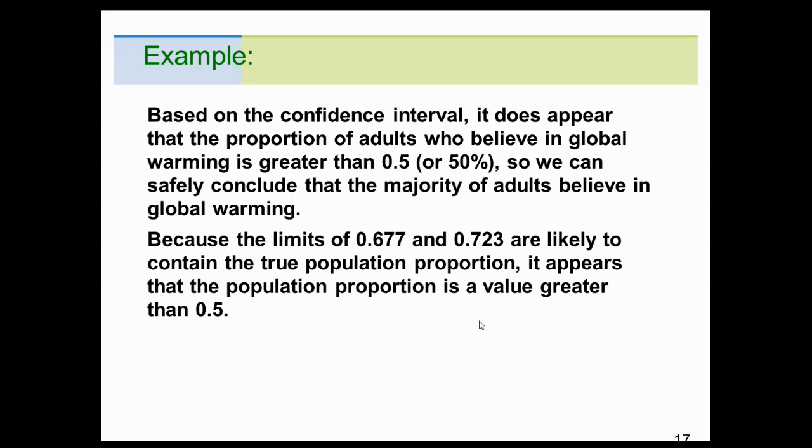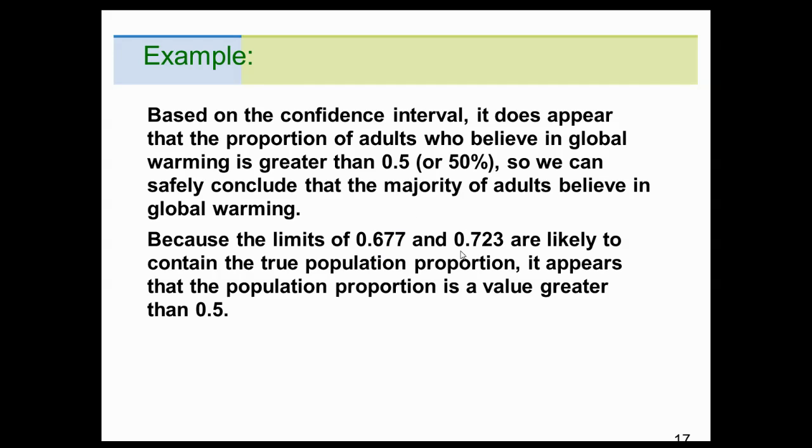Based upon this confidence interval, it does appear that the proportion of adults who believe in global warming is greater than 50%. So we can safely conclude that the majority of adults believe in global warming. Because the limits 0.677 and 0.723 are likely to contain the true population proportion, it appears that the population proportion is a value greater than 0.5. Well, obviously, 0.677 and 0.723.